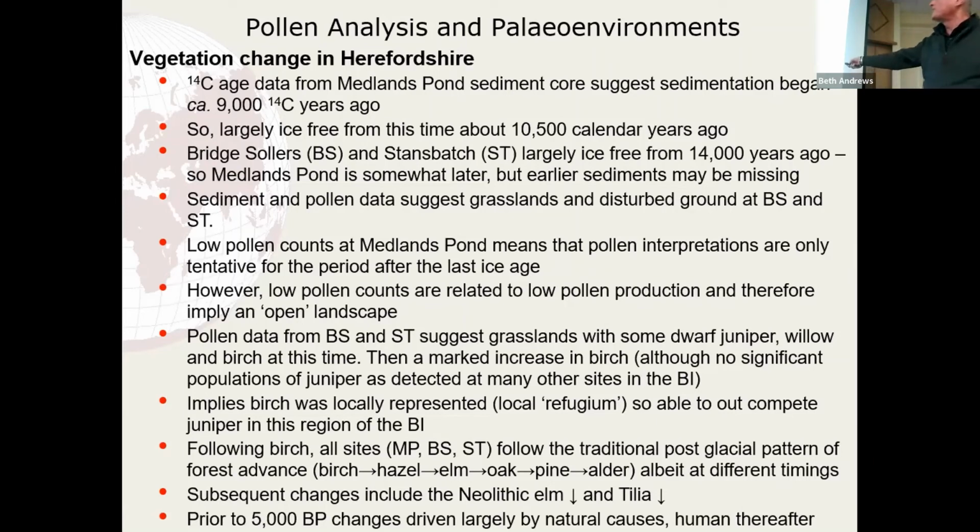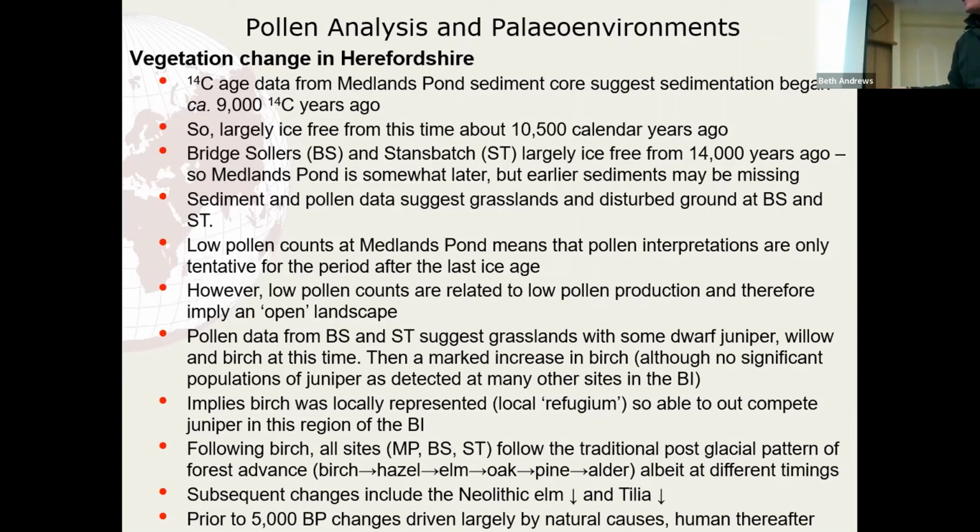Pollen data from British Scholars and Standpatch suggest grassland with some dwarf juniper, willow and birch at this time, but it's probably dwarf, so they're the dwarf kinds of the trees, dwarf birch, dwarf juniper. And unfortunately, the pollen grains are identical to true tree types. It implies birch was locally represented. It increases quite markedly at the beginning of the Holocene, which implies that there was a local refugium, a local concentration of birch. And again, in these studies, we try to highlight these local refugia. It's where the trees were hanging out during these cold periods.